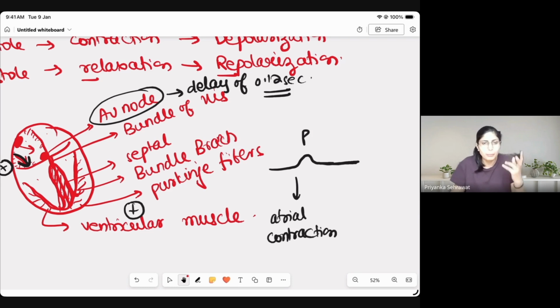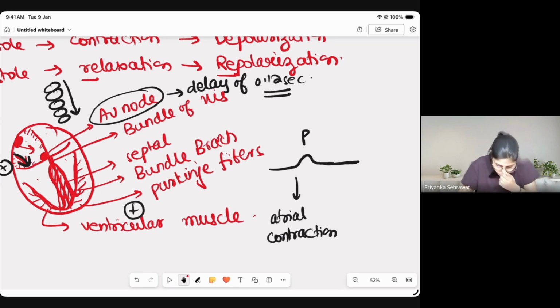Why? Because number one, the AV node has many cells in it in which there are few gap junctions. Gap junctions are junctions from where the electrical potentials get transferred from one cell to another cell. So it takes a little bit of time for the electrical current to go from the atria to the bundle of His because of the AV node. So this delay of 0.12 second is what you see as the PR interval.